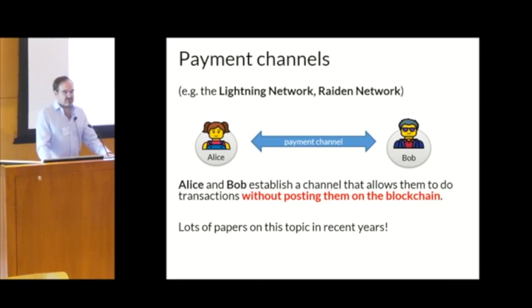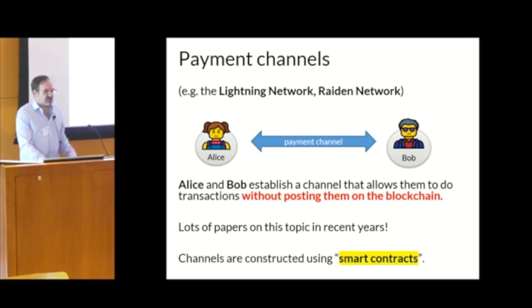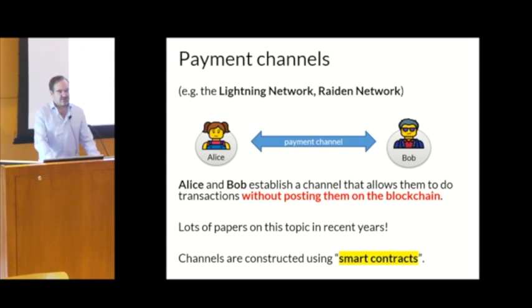We also use this term off-chain. There were lots of papers on this, at many conferences in recent years. Channels are usually constructed using smart contracts. Over Bitcoin, they are constructed using the very limited smart contract features that Bitcoin has, namely the Bitcoin scripting language.